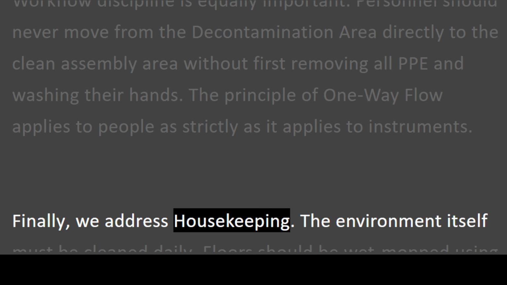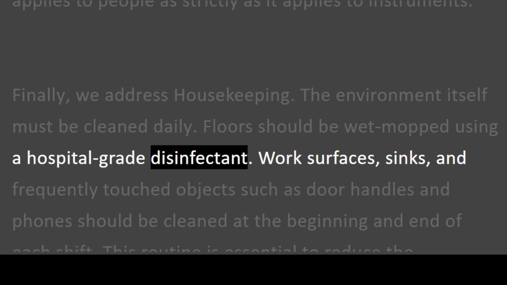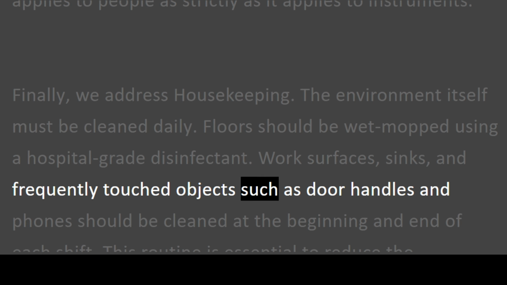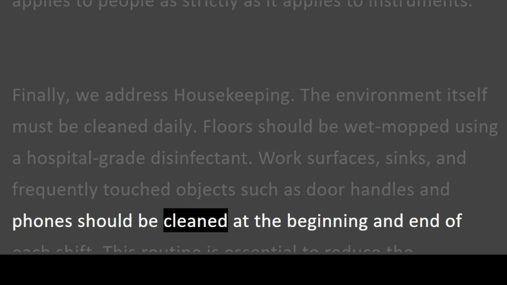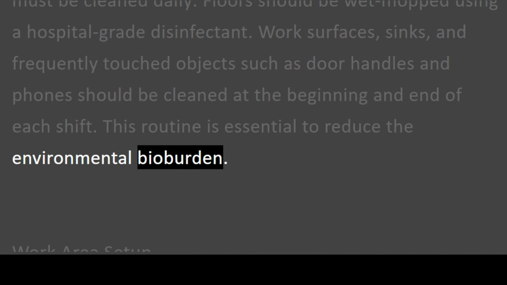Finally, we address housekeeping. The environment itself must be cleaned daily. Floors should be wet mopped using a hospital-grade disinfectant. Work surfaces, sinks, and frequently touched objects such as door handles and phones should be cleaned at the beginning and end of each shift. This routine is essential to reduce the environmental bioburden.